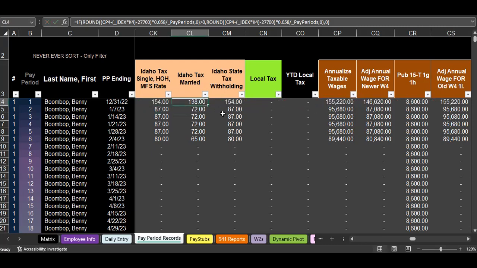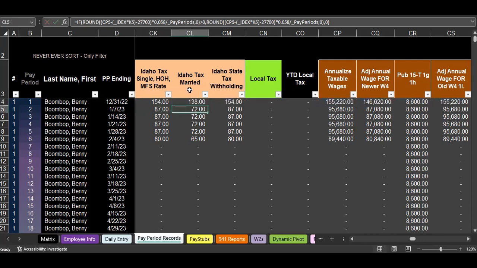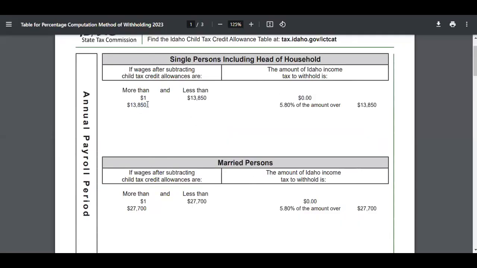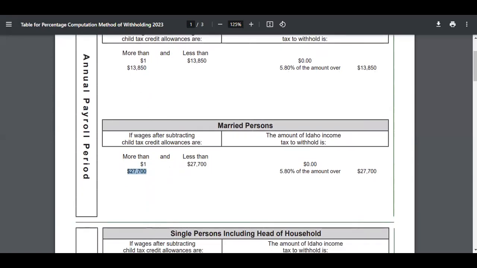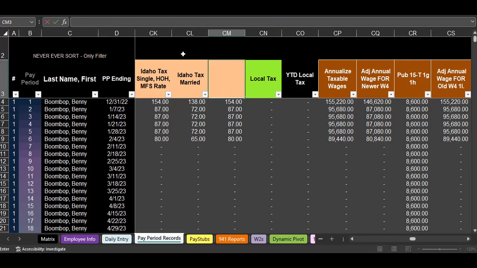And the same exact thing for the married formula, except the standard deduction amount is 27,700 instead of the 13,850. So that's all that changes in that formula. It can be seen right here. Here's the 13,850. Here's the 27,700. And that's it. Then what you do is you choose which status the person is. This is the Idaho final state tax withholding. It chooses the right one based on which status you chose for the person.